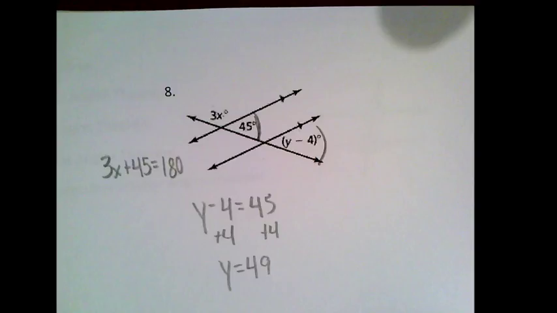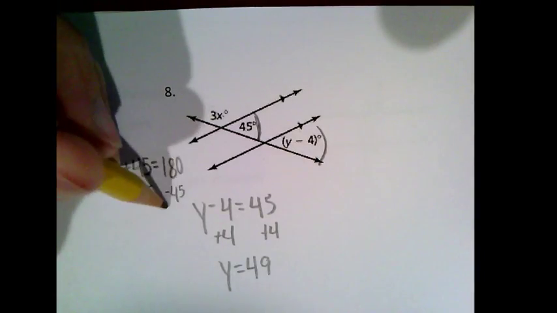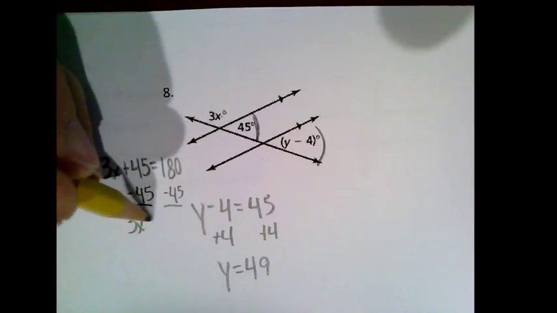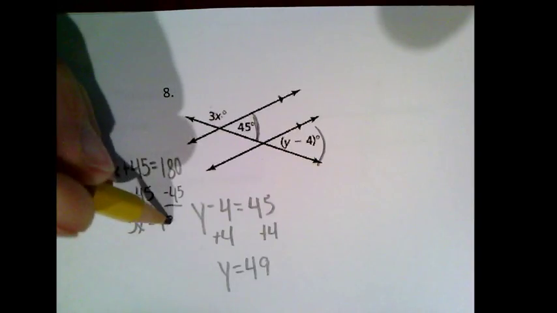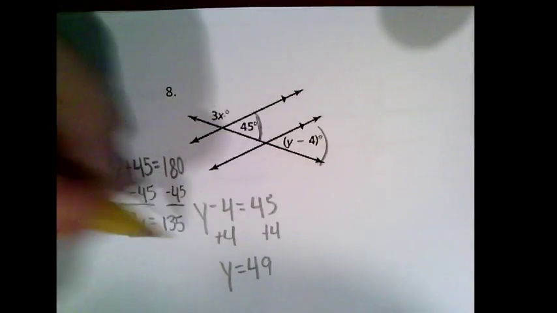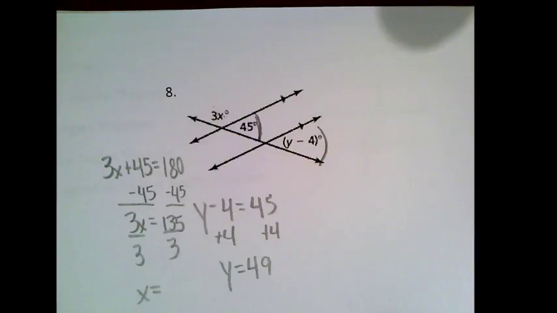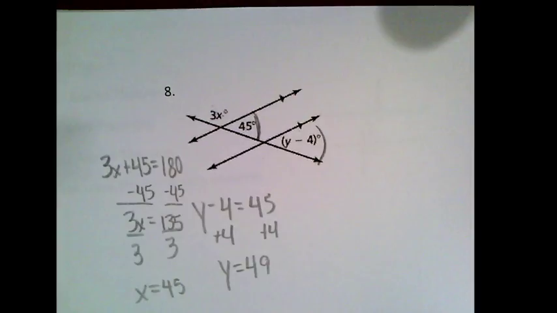Those are all fantastic. So if I minus 45, Jayla, check this out. If I minus 45, I get 3x equals 135. That's exactly where you were. If I divide that by 3, x equals 45.